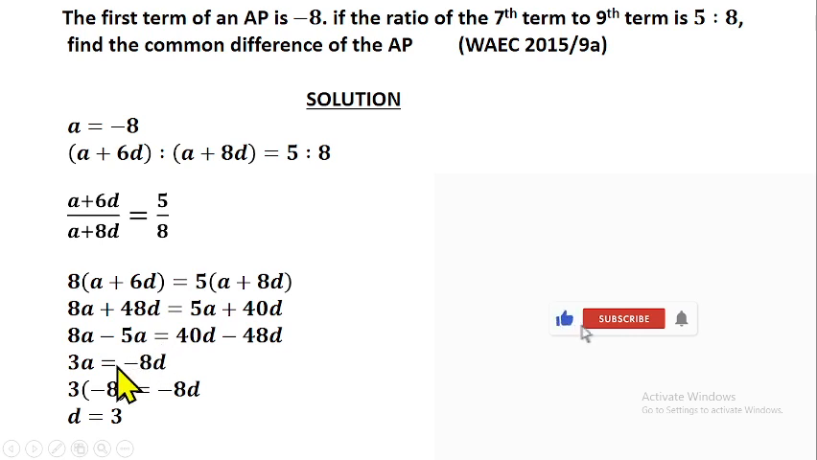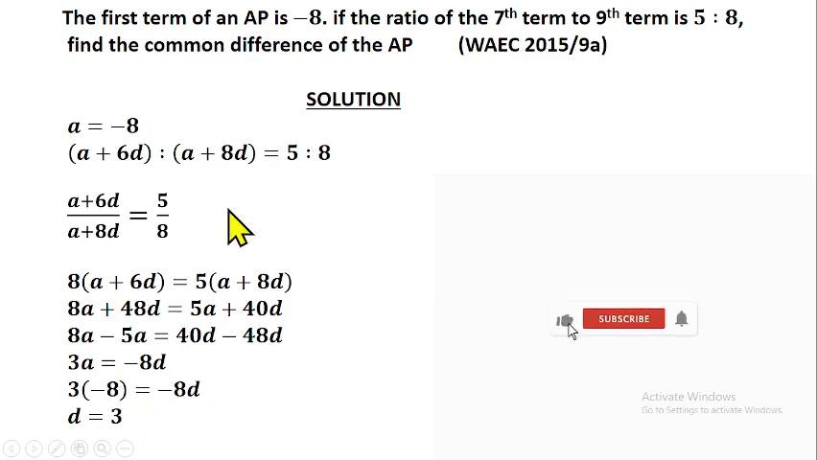What do we have? We have that 5A will go here. That means you have 8A - 5A equals 40D - 48D. 8A - 5A will give us 3A equals, 40D - 48D will give us -8D. We have been given the value of our first term, which is A = -8. If you put that there, you have 3 times -8 equals -8D.